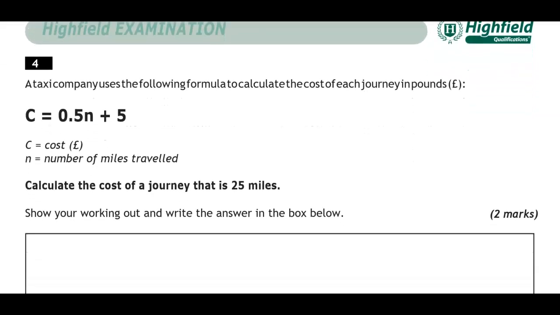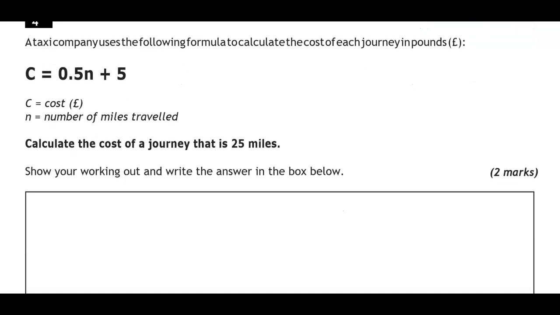Question 4. A taxi company uses the following formula to calculate the cost of its journey in pounds. So we've got the cost as C, and N represents the number of miles travelled. So C is equal to 0.5 lots of N, add 5. Calculate the cost of a journey that is 25 miles. Show your working out and write the answer in the box below.